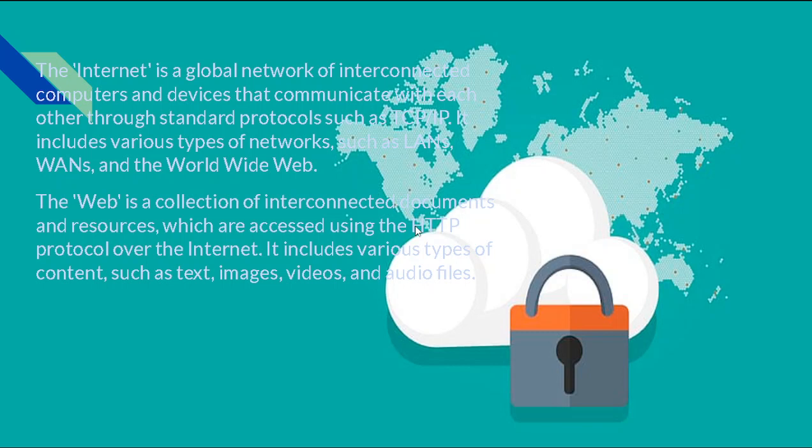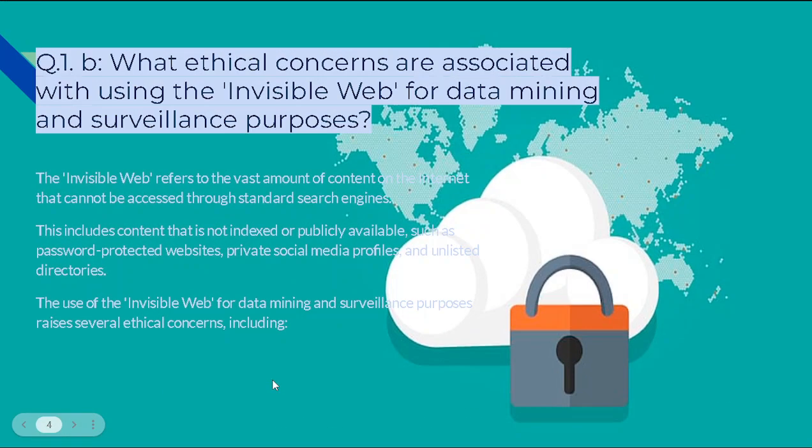The internet is a global network of interconnected computers and devices that communicate with each other through standard protocols such as TCP/IP. It includes various types of networks such as LAN, WAN, and the World Wide Web. The web is a collection of interconnected documents and resources which are accessed using the HTTP protocol over the internet. It includes various types of content such as text, images, videos, and audio files.